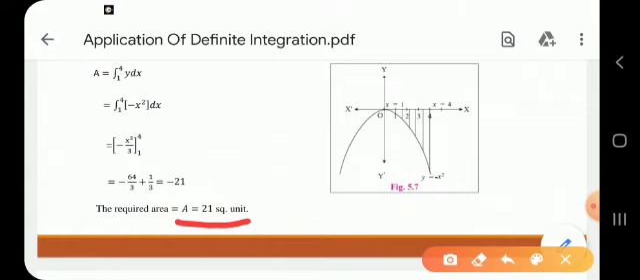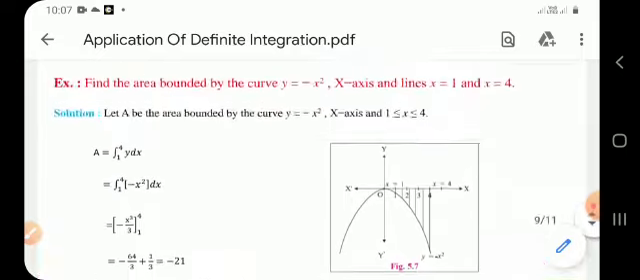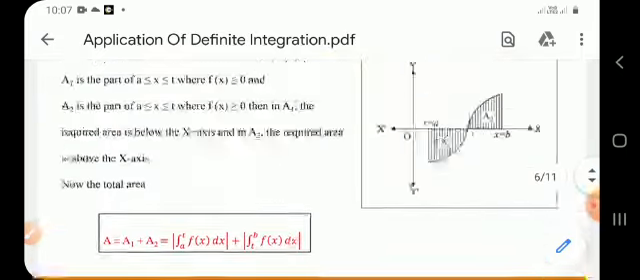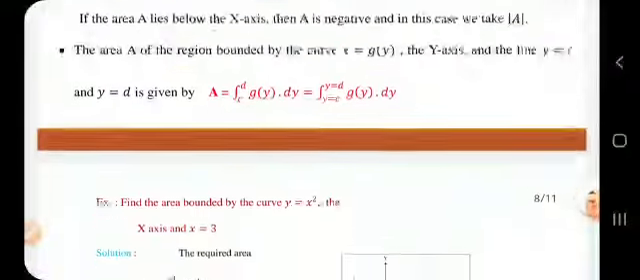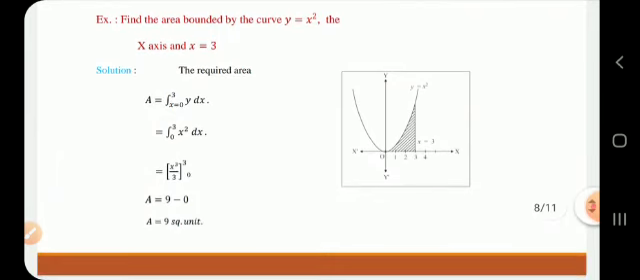So this example is also very important. In today's lecture we saw our 4 points. Then we considered 2 examples. These 2 examples are very important.